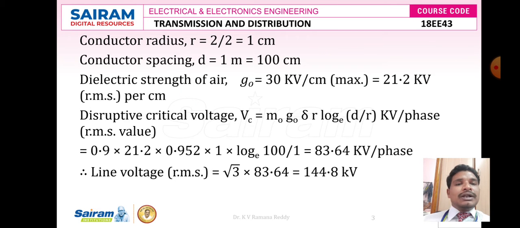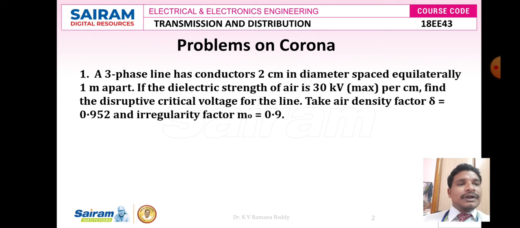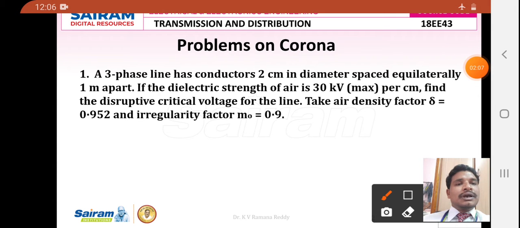As we know, the disruptive critical voltage VC is equal to m0 into g0 into delta into r into log base e of d by r kilovolts per phase. This is the formula here. And one more thing: the conductor spacing d is equal to 1 meter, the spacing between the two conductors equilaterally 1 meter apart, as they have given here.